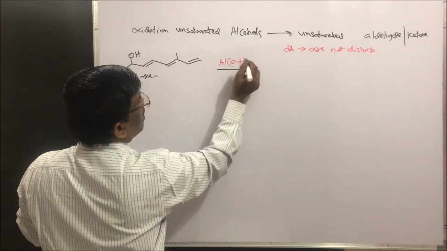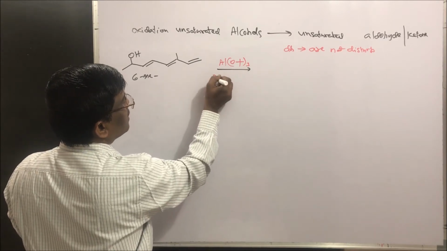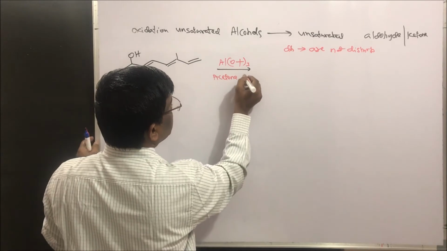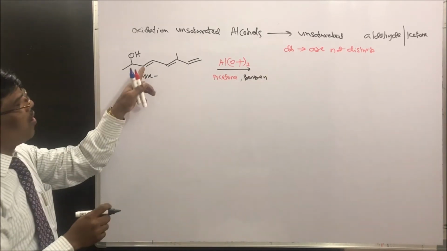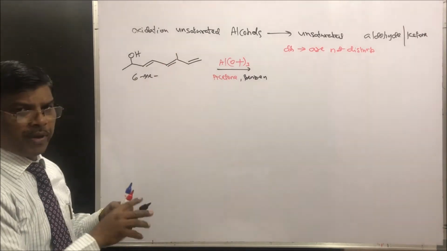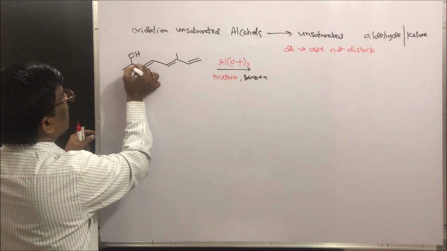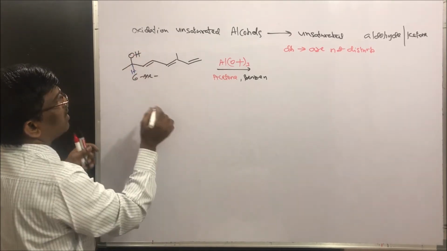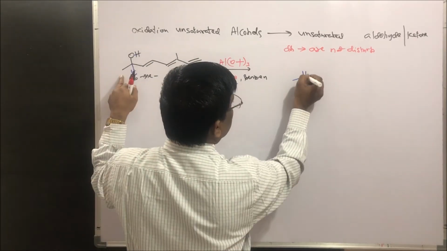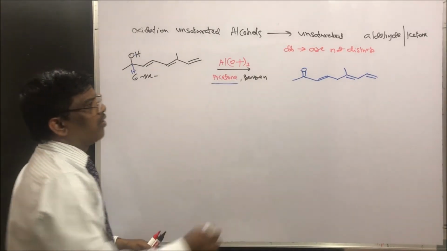If I use aluminium tertiary butoxide in presence of acetone as hydrogen acceptor in benzene, these double bonds are not at all going to be disturbed. So this unsaturation is intact. Only what is happening is this hydrogen and this hydrogen are going to be taken up by this acetone to give ketone. This is the ketone we are going to get.